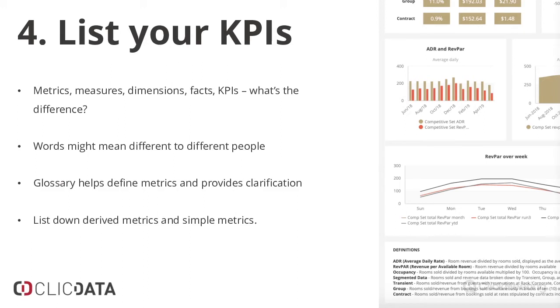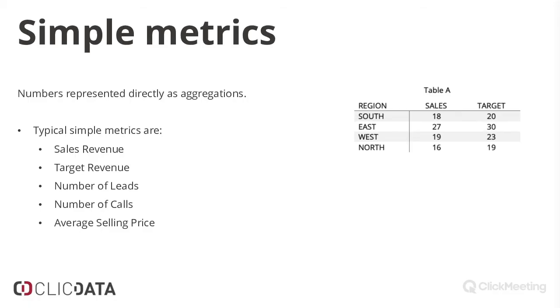So let me start off by talking about the simple metrics. Simple metrics are nothing but straight aggregations of your data. Sales revenue could be a simple metric. If you have a target set, target revenue could be a simple metric, number of leads, number of calls, or average selling prices. These are all simple metrics, and they tell you exactly at that point of time how much revenue your business is generating, how many leads your business has generated.